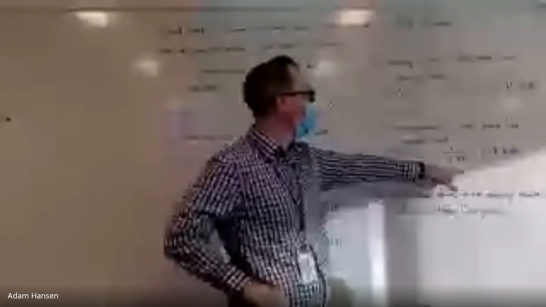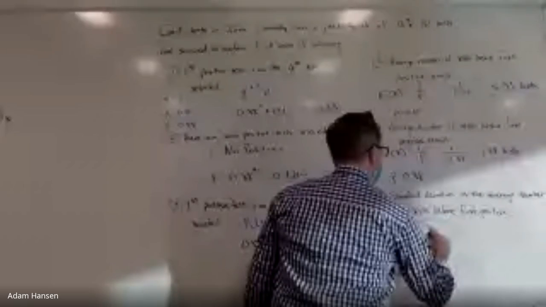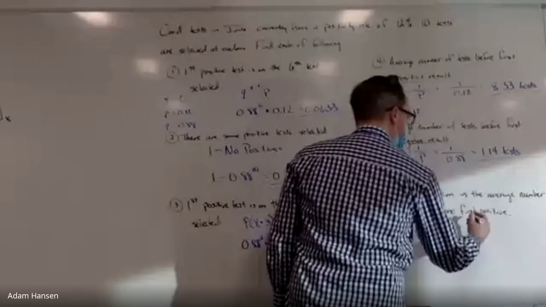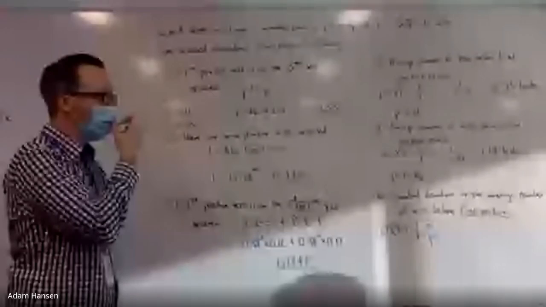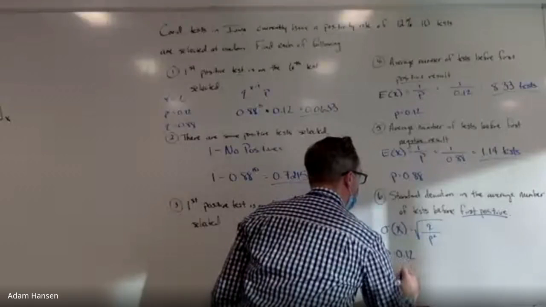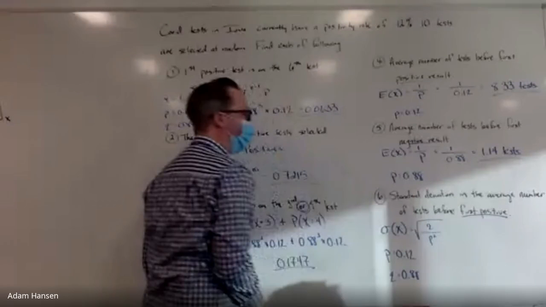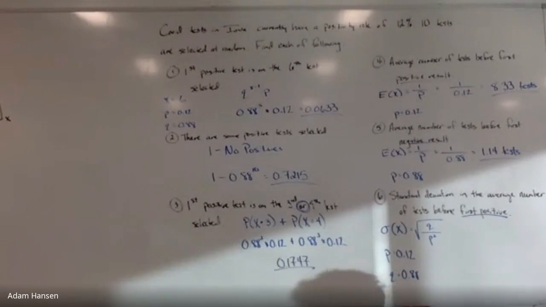Standard deviation. This is about 1.14 tests till we find the first negative. Standard deviation of the geometric model: square root of q divided by p squared, using the same formulas from your notes from yesterday. We're talking about finding the first positive. What is the standard deviation and the average number of tests before the first positive is found? So we'll go back to using p, the positive test result, of 12%. q, finding a negative test result, the opposite, 88%. Plug those numbers in for p and q into your formula.